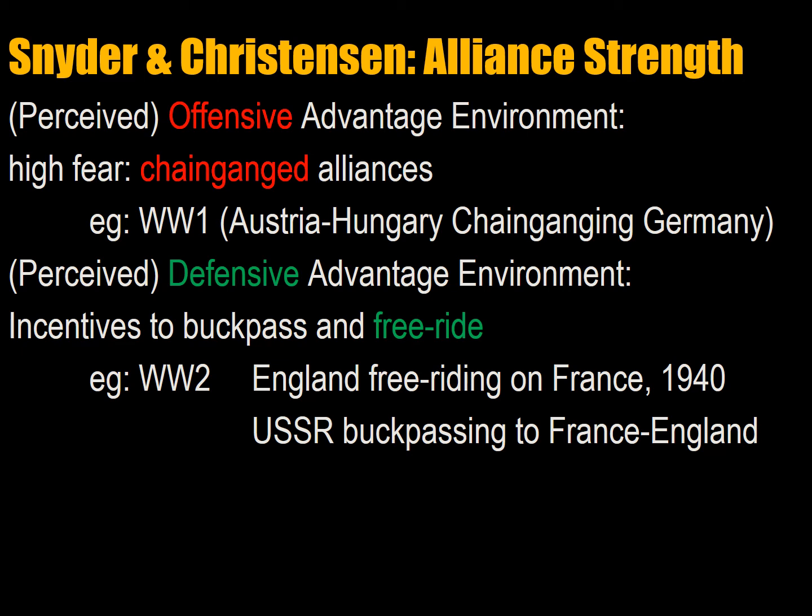In a perceived defensive advantage environment, such as a world where it's very difficult to expand, like, say, Vietnam against Thailand, you have difficult terrain and jungle, it's very difficult to conquer large bits of terrain. Here, the incentive is to buck pass and free ride. So in the lead up to World War II, 1939, the Soviet Union had an incentive to buck pass. It basically free rode. It was not going to join France to stop Nazi Germany. It basically buck passed, and it allowed France to fight Germany alone. During World War II, England was to some extent free riding on the French in 1940. They didn't commit their entire air force to defend France. They kept it back in England, anticipating that France could fall.